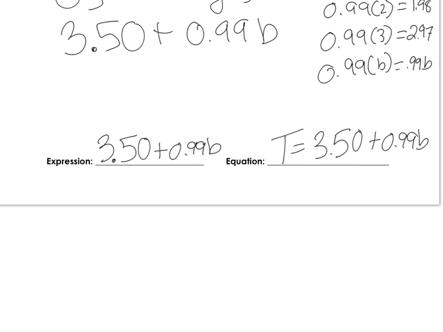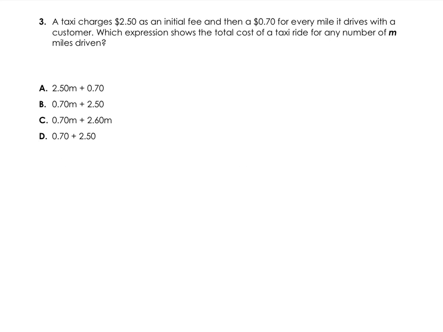Okay, now you are going to do this final example. It says the taxi charges $2.50 as an initial fee and then 70 cents for every mile it drives with the customer. Which expression shows the total cost of a taxi ride for any number of m miles driven? The video is going to pause now, and you are going to figure out the expression on your own.